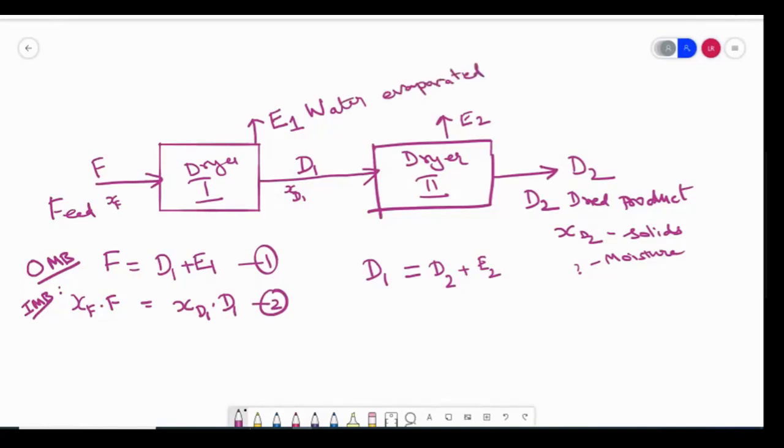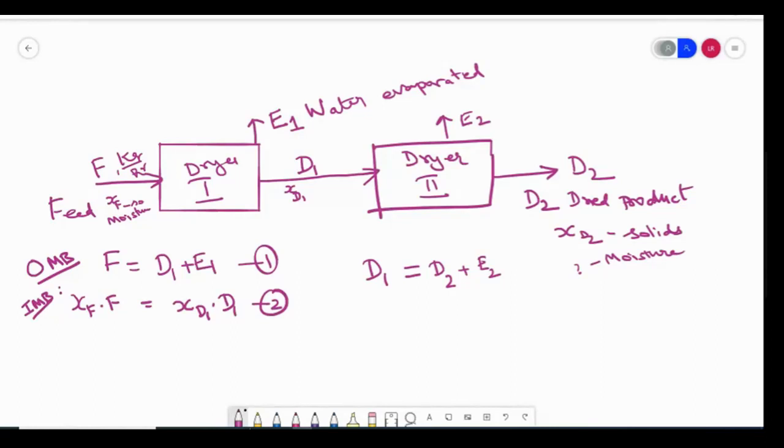So got it? I repeat. So we have a feed stream F kg. It can be kg per hour or tons per hour. It depends upon whatever is the given data. Okay. F kg per hour of feed is entering. Let it have solids of X percentage. So let XF be the mass fraction of solids. Remaining is moisture. Okay. So in the dryer one, a certain amount of water is evaporated, moisture is removed.